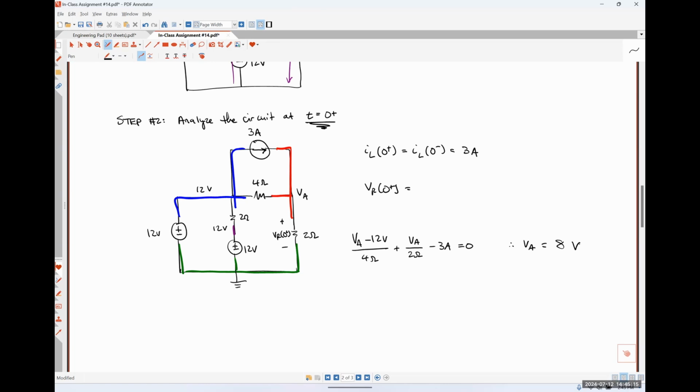Do you want to do mesh real quick just to make sure that that's right, or are we good? No, sir. Okay. I saw the KCL at that intersection right there with the 4 ohm and the 2 ohm resistors right there above it, but I didn't know if it would be correct.